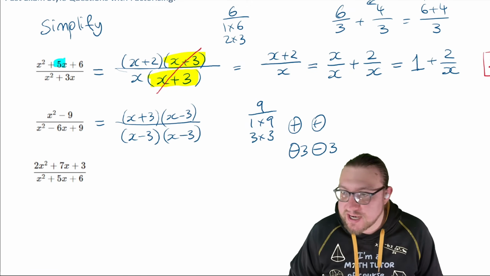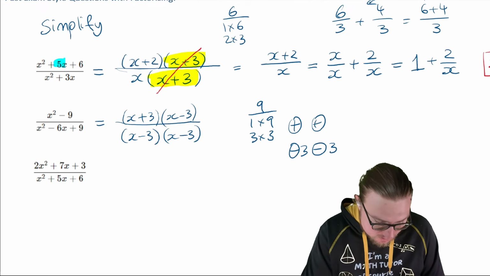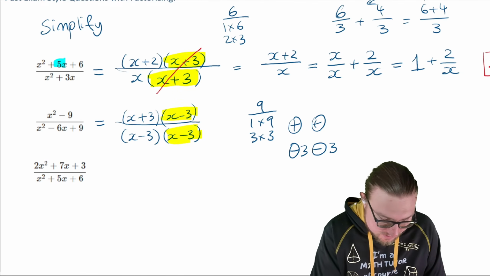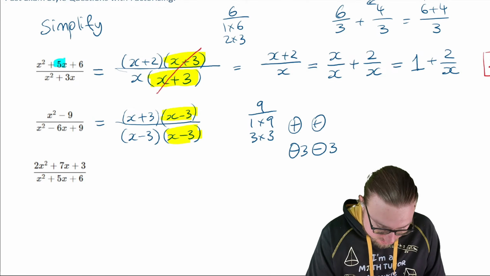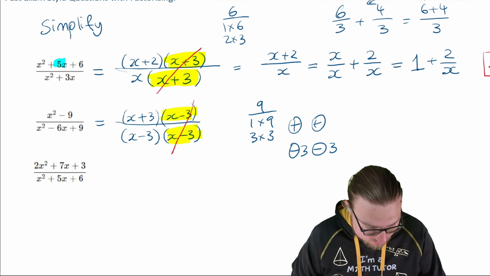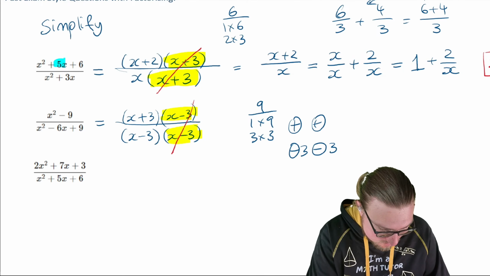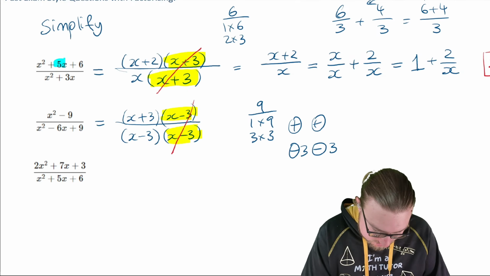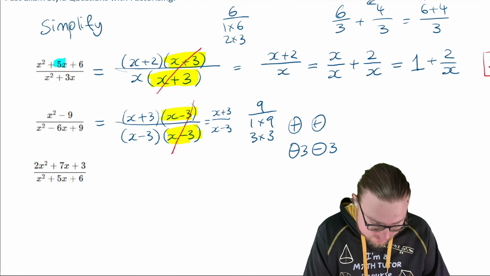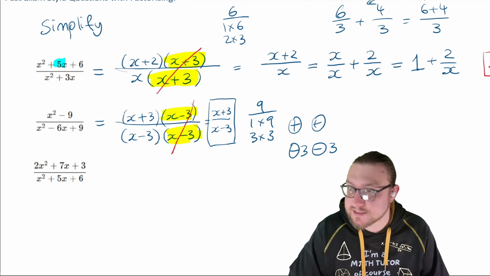And again, we check once we factorize the top and the bottom, we see that 2 of them are exactly the same. So that makes us very happy because that shows us that we've done a good job. We can cancel them out and the final answer is just whatever is left over. So it's going to be x plus 3 divided by x minus 3. And that's our final answer.